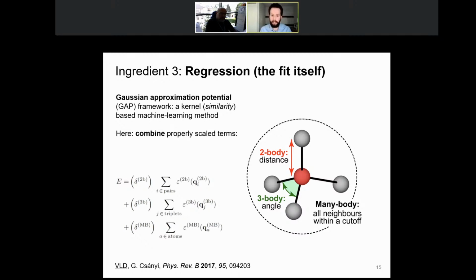In terms of how many configurations you need to fit these potentials, a typical size of a reference database is on the order of a couple thousand. And that really spans from very small unit cells. You could have maybe a primitive cubic unit cell, which is just a single atom in the cell, ranging up to about 200 atoms in the cell.